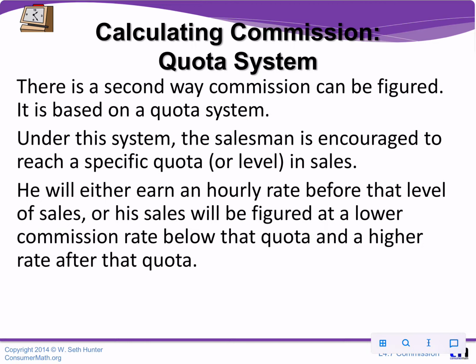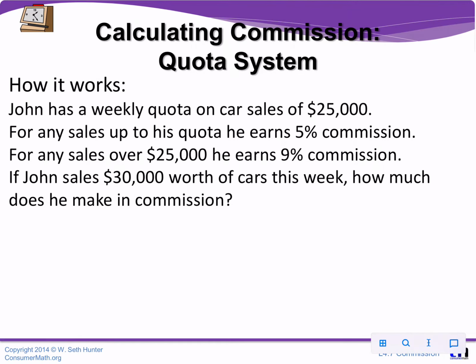There's a second way commission can be figured. It is based on a quota system. Under this system, the salesman is encouraged to reach a specific quota or level in sales. He will either earn an hourly rate before that level of sales, or his sales will be figured at a lower commission rate below that quota and a higher rate after that quota.